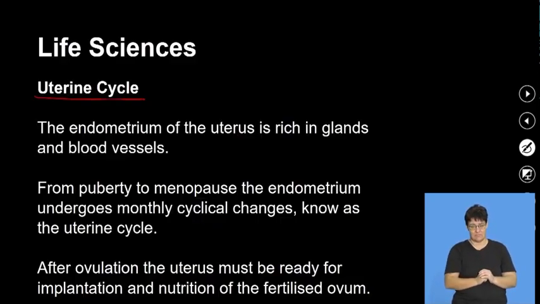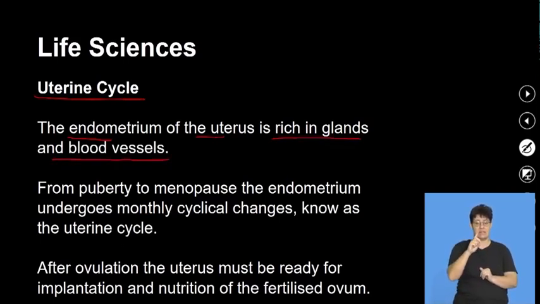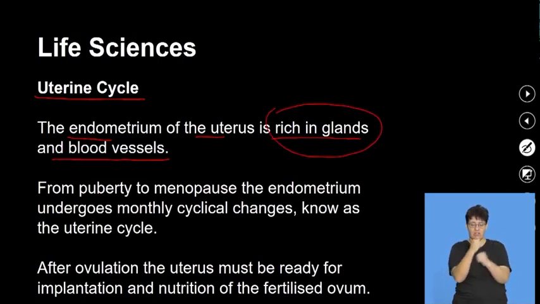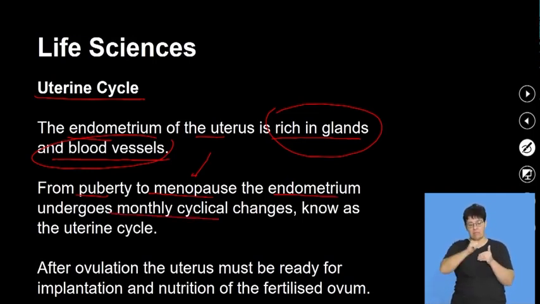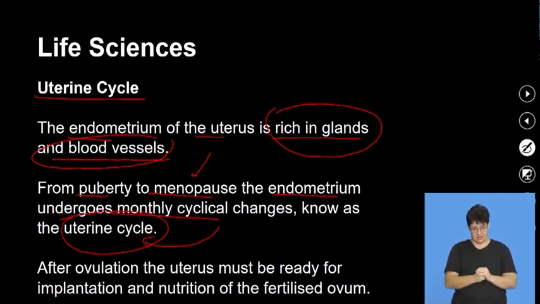Now, let's look at the process of the uterine cycle. So we've mentioned that the endometrium of the uterus is rich in glands and blood vessels. So we say that it is highly vascular because it contains lots of blood vessels, and rich in glands that produce secretions. So from puberty to menopause, a period in the female reproductive system's lifespan before they stop producing eggs, we find that the endometrium undergoes a monthly cyclic change, and this is known as the uterine cycle. So the events that occur on a cyclic basis in the uterus are referred to as the uterine cycle.